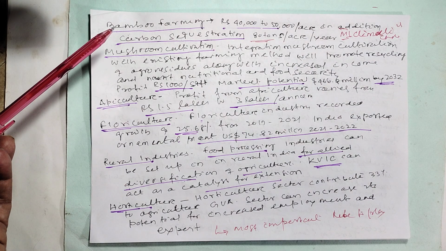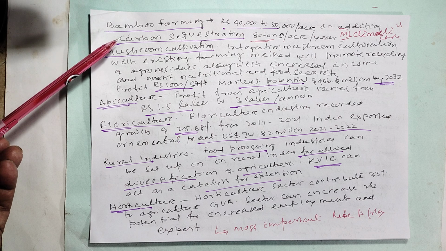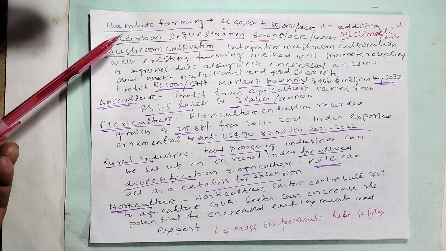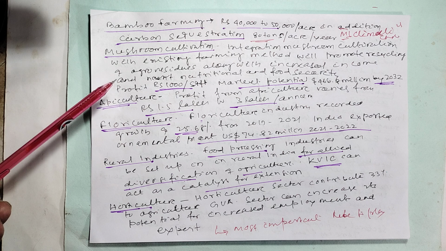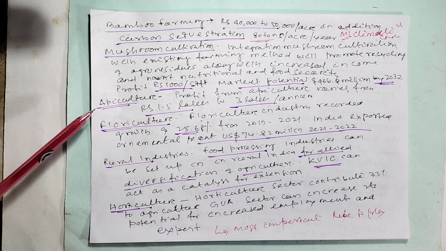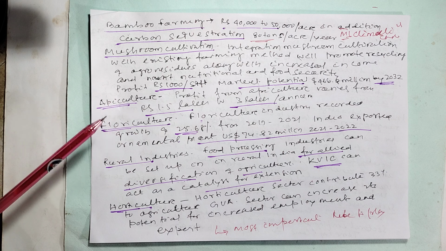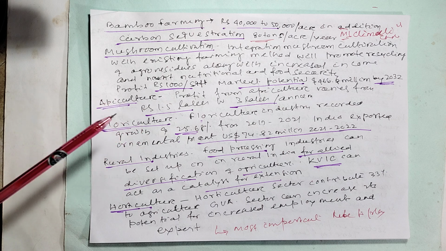Now bamboo farming covers around 40 to 50 per acre in profitability. Most important, carbon sequestration of 80 tons per acre. Mushroom cultivation is also profitable, around 1,000 per square feet. Apiculture is 1 to 1.5 to 3 lakh. Floriculture is most important; this sector can increase the contribution to GDP.